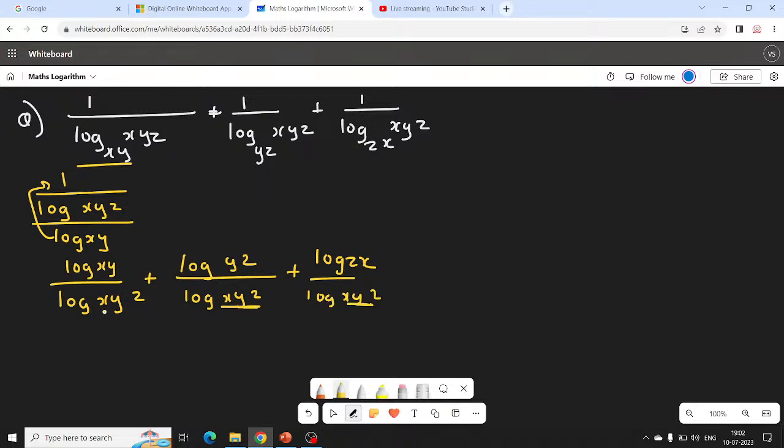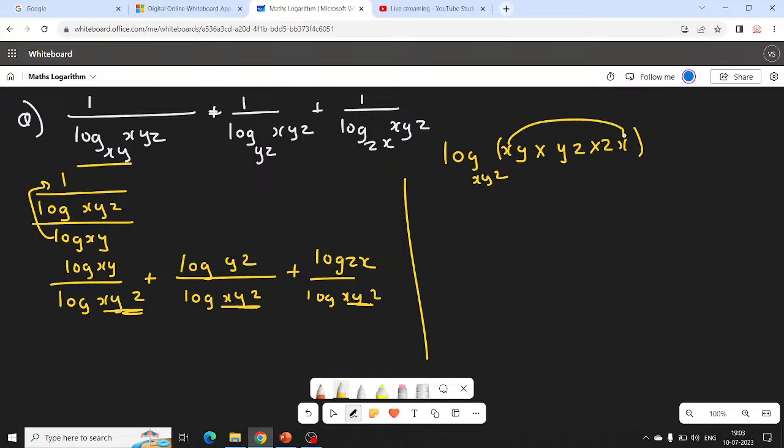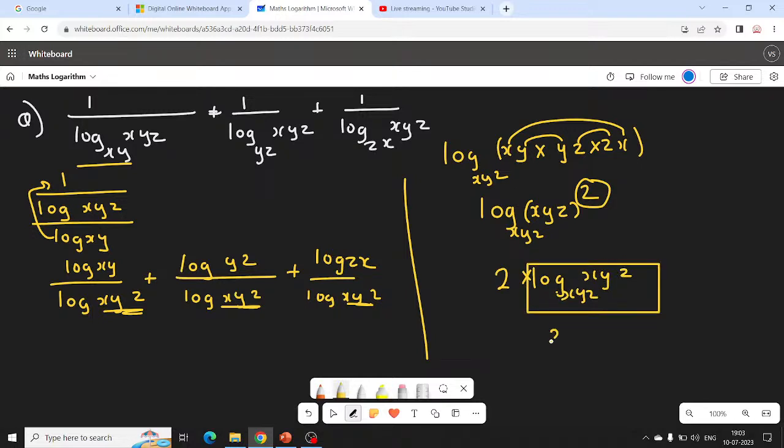If I take xyz as base, so what happens? You get log of xy into yz into zx. This you multiply, and xyz is the base. So x into x is x square, y into y is y square, z into z is z square. So this becomes log xyz the whole square, and the base is xyz. What happens to this 2? It comes forward. 2 into log xyz to the base xyz. So what is this value? 1. So what is the answer? 2.